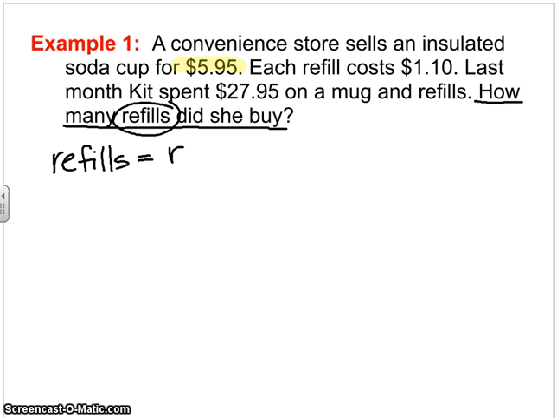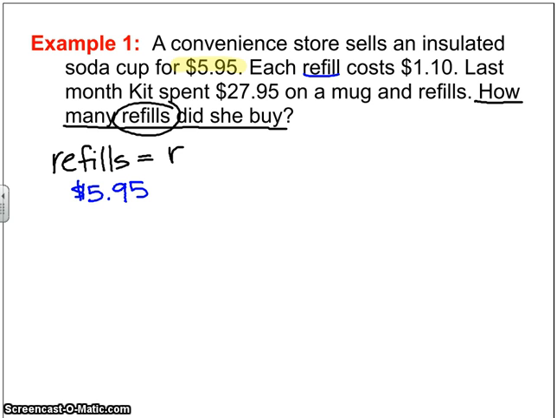Think to yourself, is $5.95 something you're going to pay one time, or is it something you have to pay over and over again? Typically, at gas stations these days, you can buy a cup one time and you can refill it. It doesn't mean you have to buy an insulated cup every time you go into the gas station. You pay $5.95 one time.